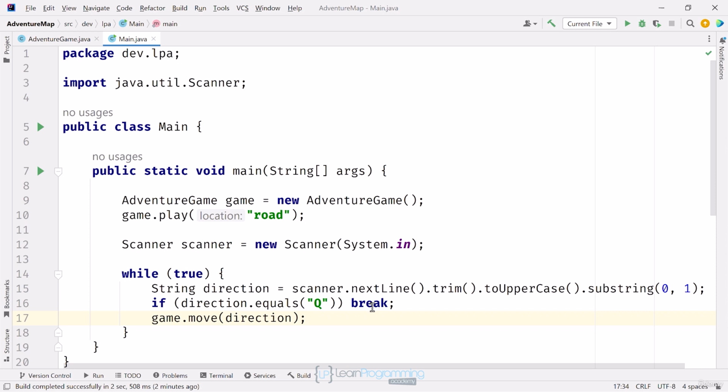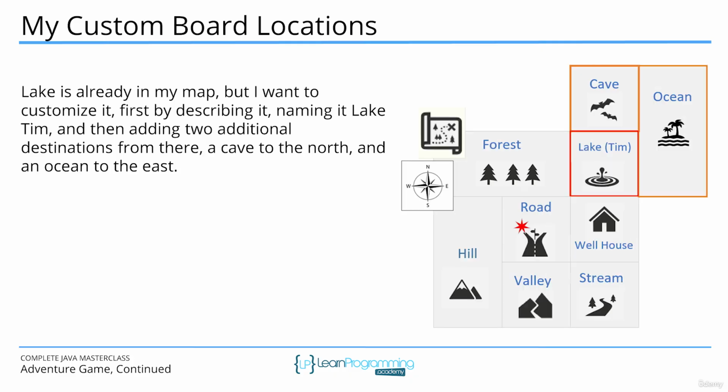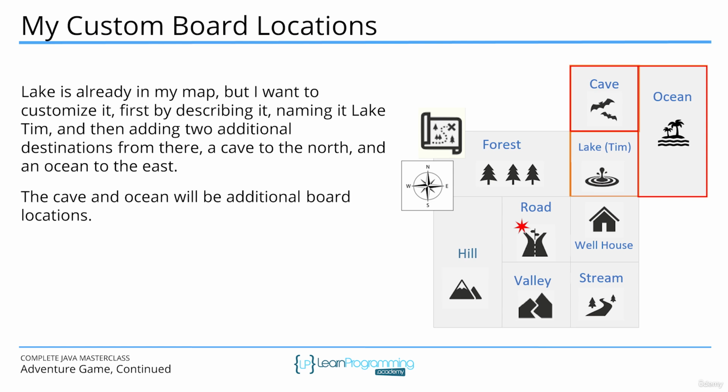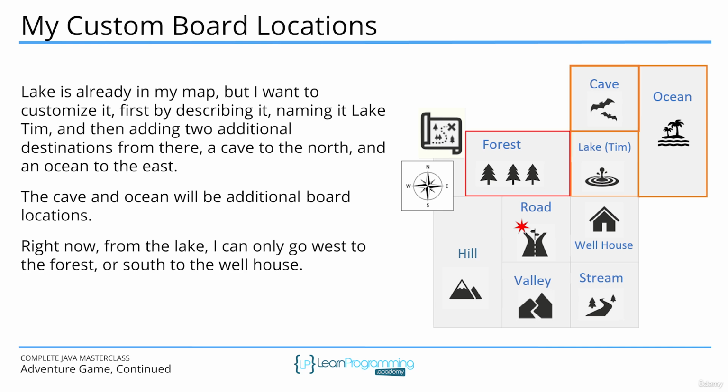I want to let players customize the game's locations. Let's say I want my lake to have a different description, and I want to add some additional destinations from the lake, in addition to the 2 that are already set up. Let me show this to you on a slide. Lake is already in my map, but I want to customize it first by describing it, naming it Lake Tim, and then adding 2 additional destinations from there, a cave to the north and an ocean to the east. The cave and ocean will be additional board locations. Right now from the lake, I can only go west to the forest or south to the well house.